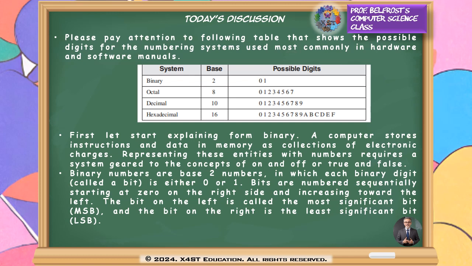And bits are numbered sequentially starting at 0 on the right side and increasing toward the left. The bit on the left is called the most significant bit, MSB for short, and the bit on the right is called the least significant bit, LSB. So the leftmost one is the MSB and the rightmost one is the LSB. Okay, great.